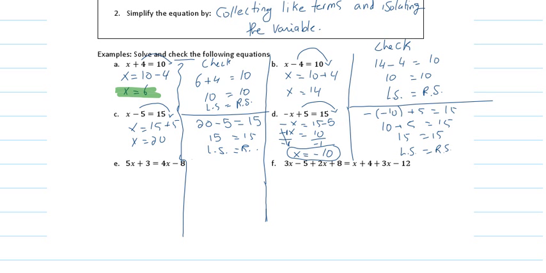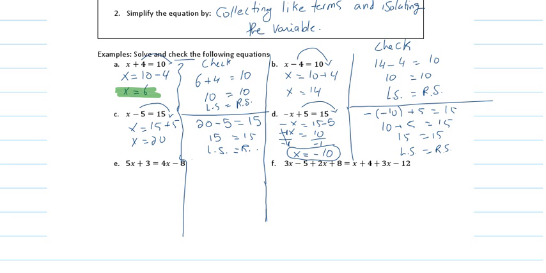Okay. What's different about this one and what we've been doing so far? What's different between this one and the one that we've seen before? There's two x's on both sides, right? So there's 5x plus 3, and then there's 4x minus 8. So there's a little bit more work to do, okay?